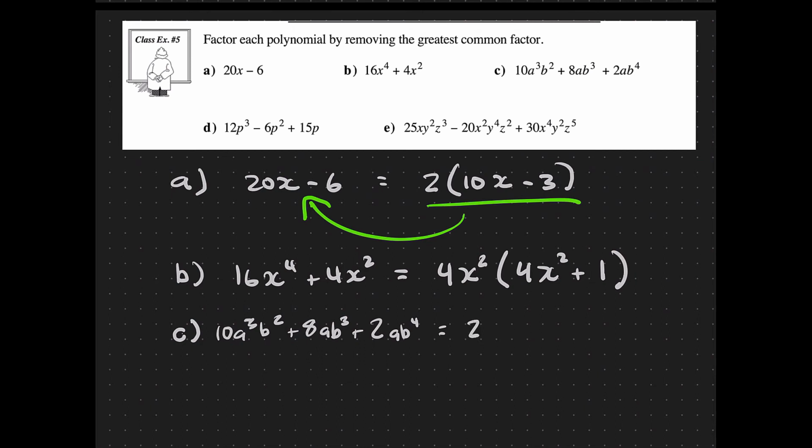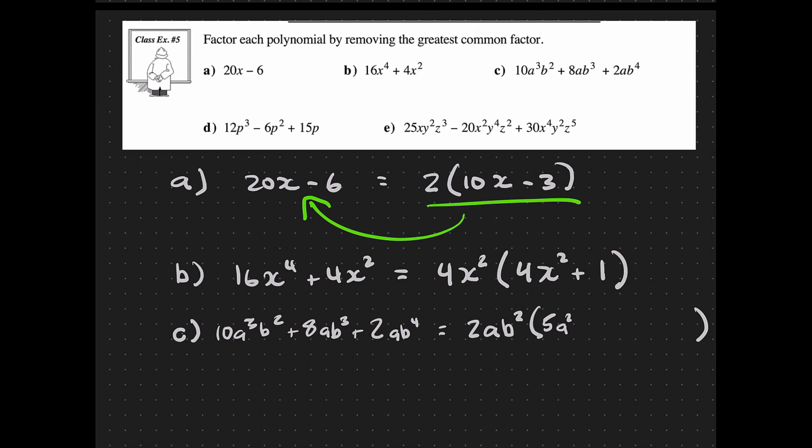And how many a's do I have? Well, I've got 3 a's, 1 a, and 1 a, so only 1 a is common. How many b's do I have? I've got 2 b's, 3 b's, and 4 b's, so 2 b's are common, leaving whatever is left inside this bracket. So let's go to the first term in this trinomial. 10 divided by 2 is going to be 5. a cubed divided by a leaves an a squared, and b squared divided by b squared is basically 1, which is not going to change anything there. I don't need to identify that.